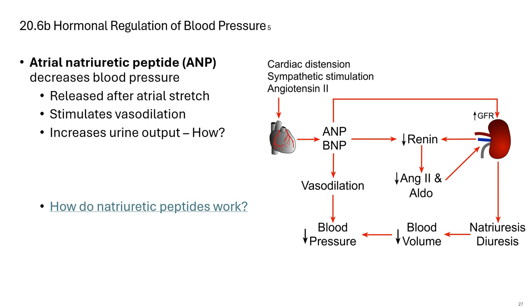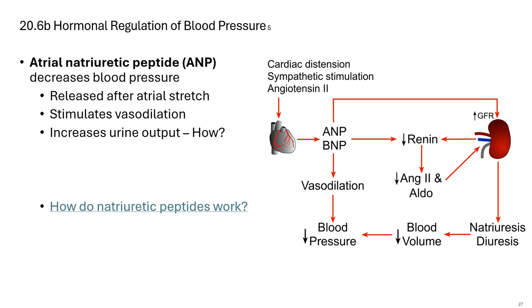And then you have one called ANP, right, or atrial natriuretic peptide. Now, this is acting largely in the opposite direction, right? So instead of acting to increase blood pressure, this is acting to decrease blood pressure, right? So atrial natriuretic peptide is a hormone, a molecule that acts to decrease blood pressure in response to an increased stretch of our heart's atrium, right?